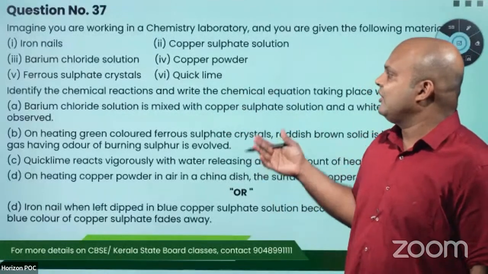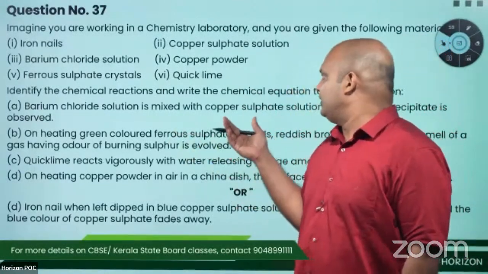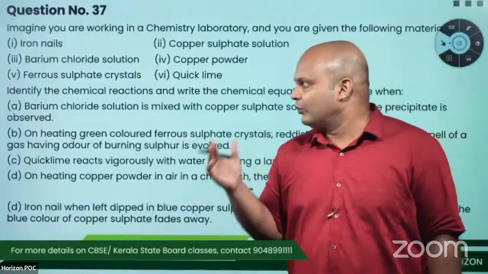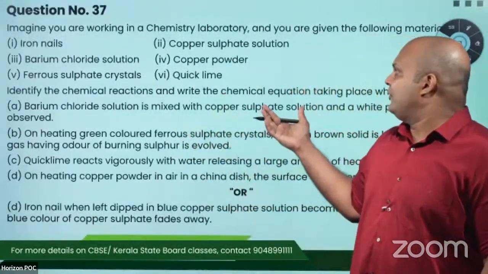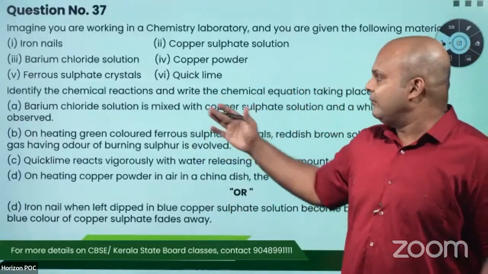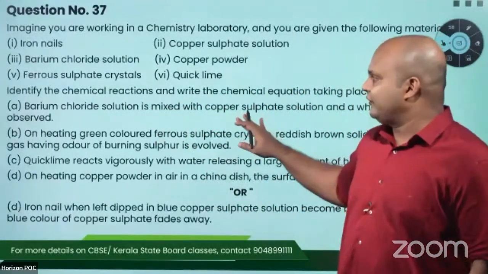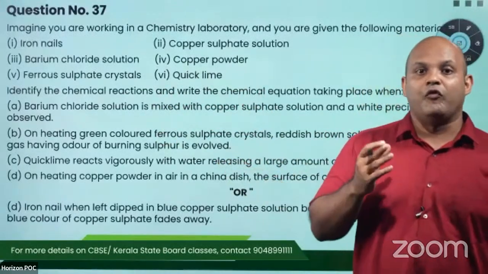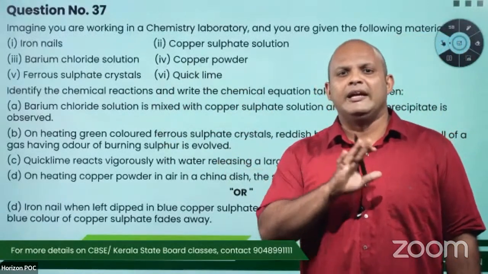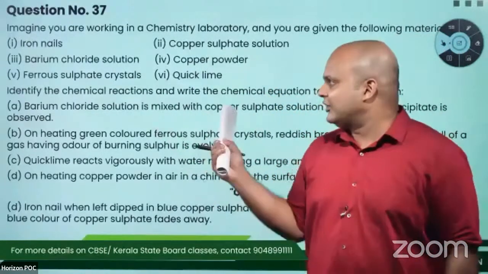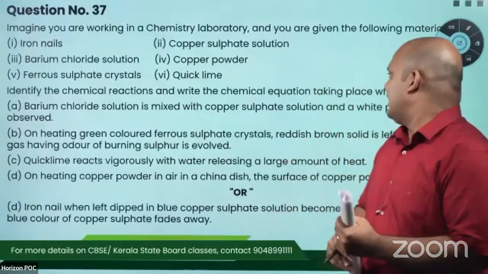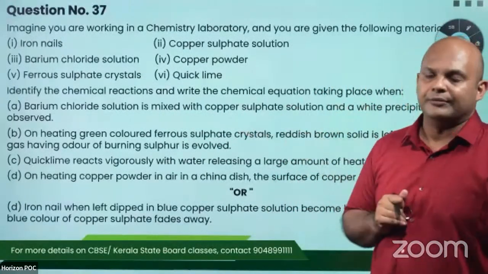So the first case is barium chloride solution is mixed with copper sulfate solution and a white precipitate is observed. So this is a case where you are having substitutions, right? Barium chloride will react with copper sulfate. That will produce barium sulfate, which is a white precipitate, which is completely insoluble. So the moment this reaction happens, the barium sulfate will precipitate out of solution. That is the white precipitate you see here.